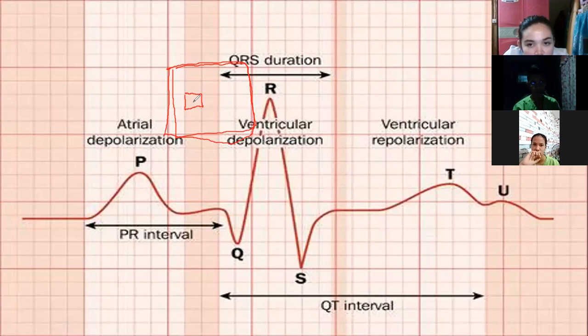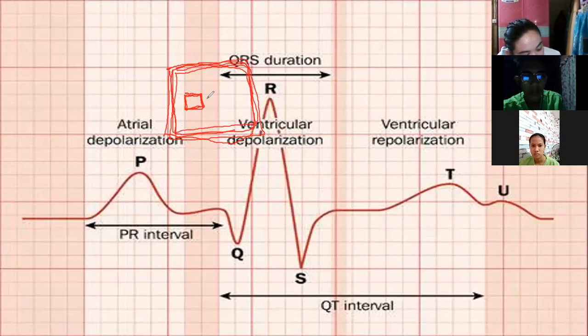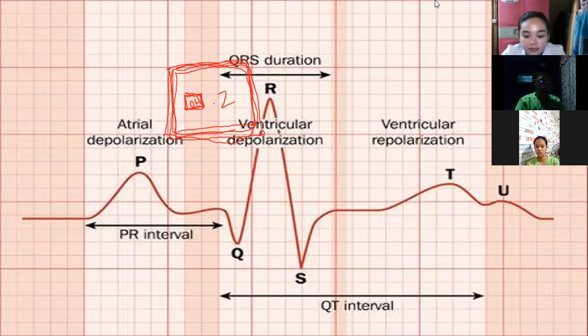Itong box, humihiwatig po siya ng 0.2 seconds. Take note mga bunso, itong malaki, humihiwatig po siya ng 0.2 seconds. Then itong pinakamaliit niya, humihiwatig po siya ng 0.04 seconds. Pag itong little box, 0.2 seconds. O di ba ang pangit ng sulat ko? Pero itong pinakamaliit ay 0.04 seconds.